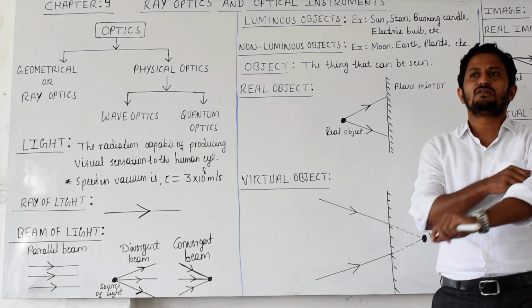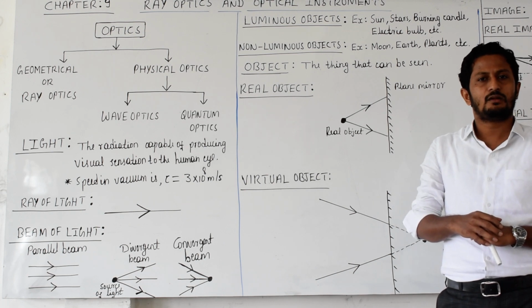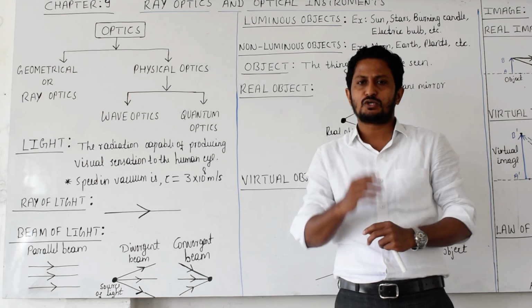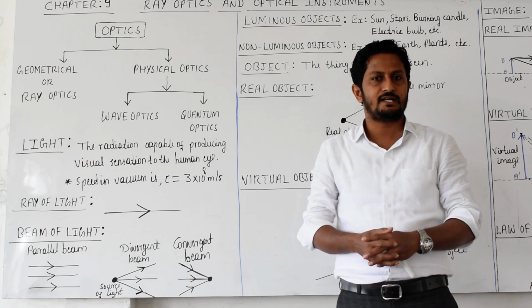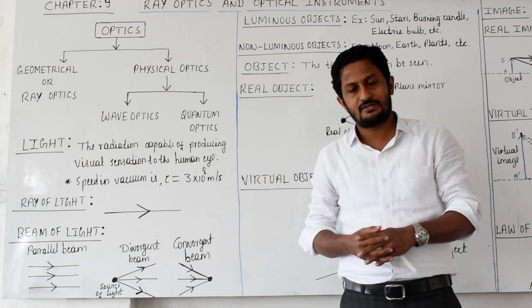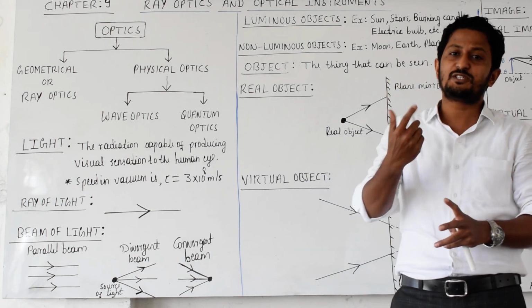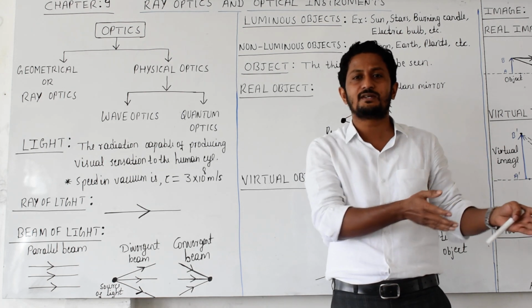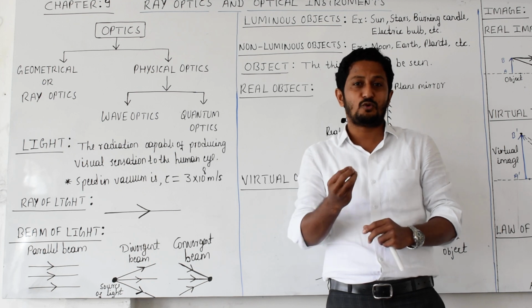After that, see, in this universe, many objects are there. Among those objects, some we call luminous objects and some we call non-luminous objects. On which basis can we classify them? What does luminous mean? What does non-luminous mean? Luminous, it's going to shine.